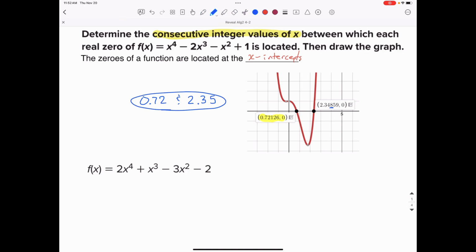One of the things to remember is that to find the zeros, we're only looking at the x value. You really should not write the whole ordered pair. You're just writing the x values because it's just the x values at the x-intercepts that are the zeros of the function.